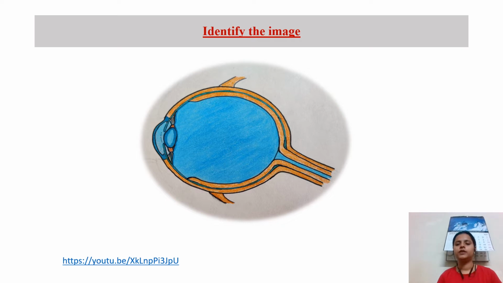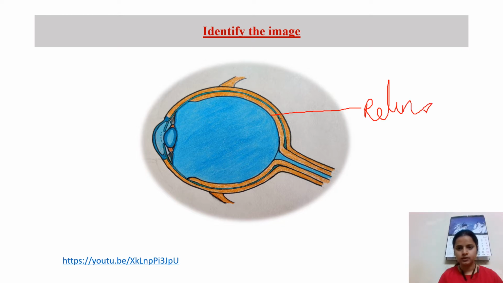Okay, so now let's move. If you want to know the parts, I can label the parts here also. So let me mention the parts of the eye. This portion is called the retina, and on the retina the image formation takes place. So this is called the retina. And these are optic nerves. Which nerves? Optic nerves. OPTIC.